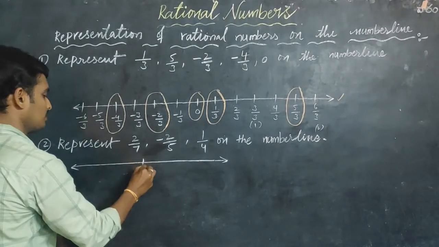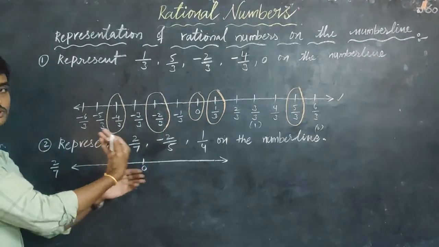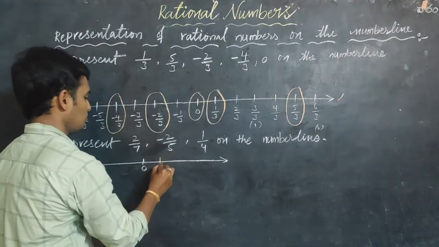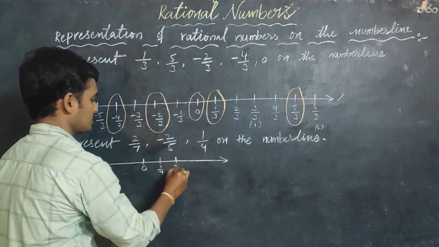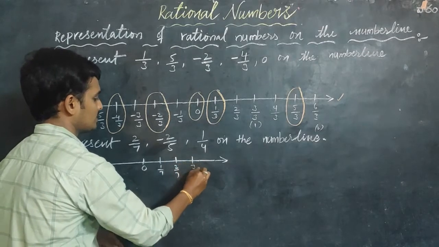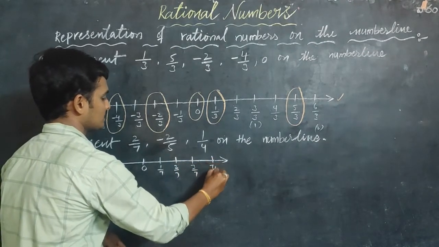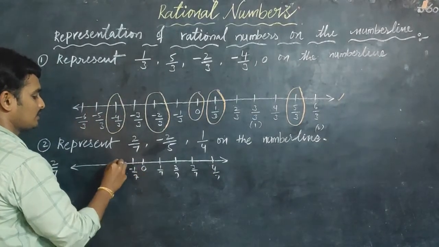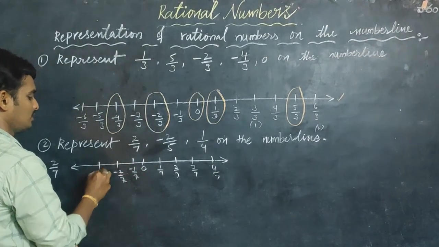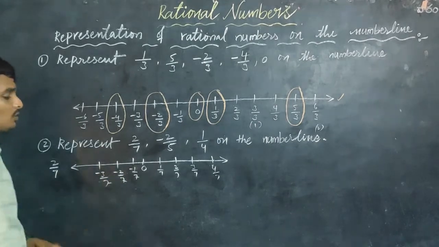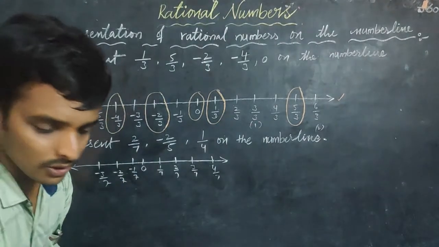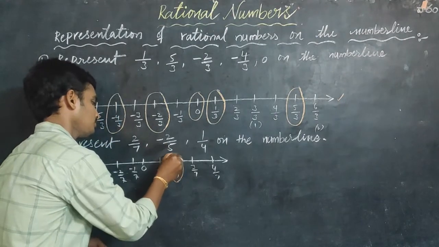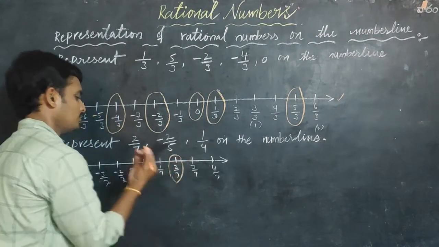In the middle is 0. The right side of 0 has the positive numbers, and the left side of 0 has the negative numbers. This is 1 by 7, this is 2 by 7, this is 3 by 7, this is 4 by 7. In the same way on the negative side: minus 1 by 7, minus 2 by 7, minus 3 by 7. What do you want? 2 by 7. So you circle the number 2 by 7.